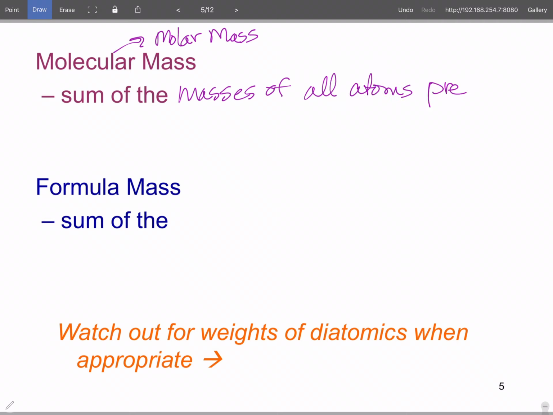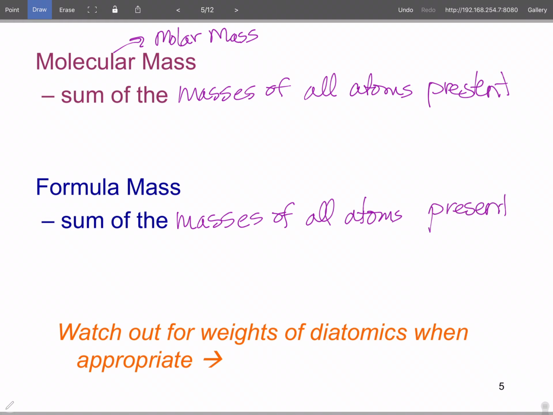So if you have, present in the molecule, 1 carbon or 2 carbons and 4 oxygens, then you would add them all up. Okay? Now, formula mass is the sum of the masses of all atoms present again. But in the first one, this is in the molecule.